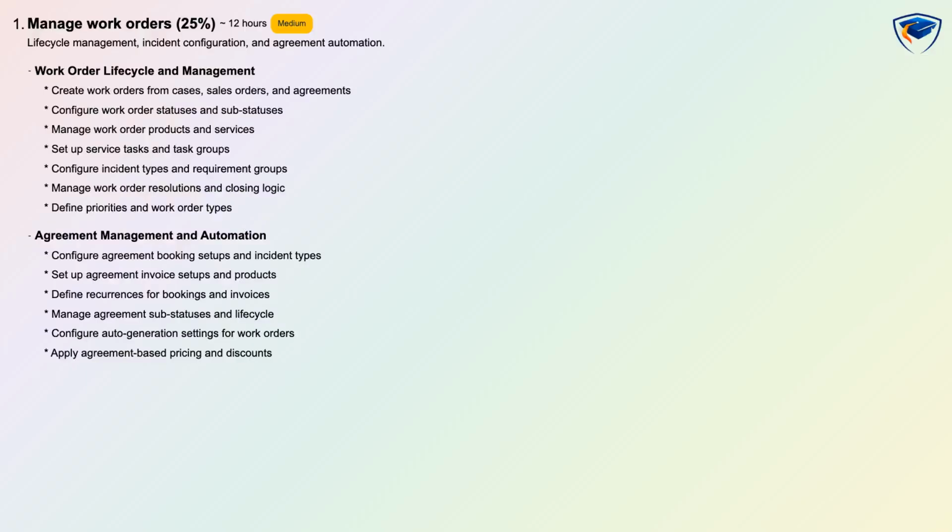You will learn to create work orders from cases, sales orders, and agreements, configure statuses and substatuses, and manage products, service tasks, task groups, and priorities. The syllabus also covers agreement management, auto-generation settings, recurrences for bookings and invoices, and applying agreement-based pricing and discounts.